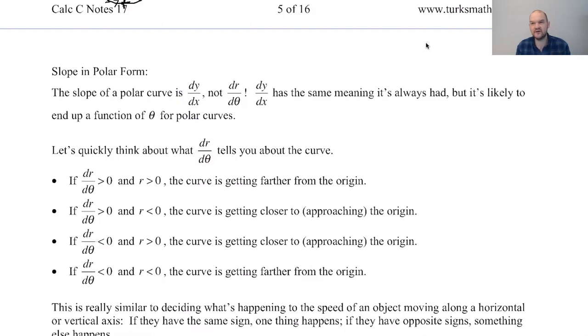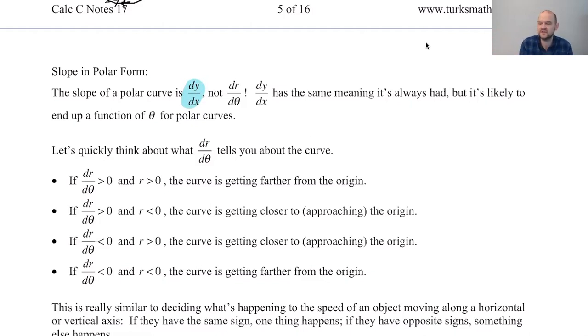There's an r and there's a theta. So it's not dr d theta, it's dy dx. So we have to deal with that. So that derivative exists in this universe. There's also dr d theta because r is a function of theta. So dr d theta is going to tell you about the rate of change of r.